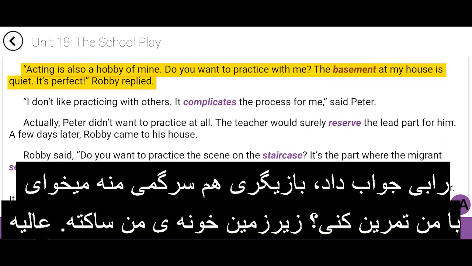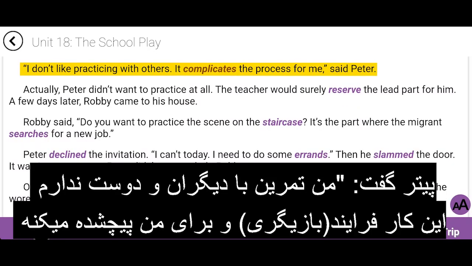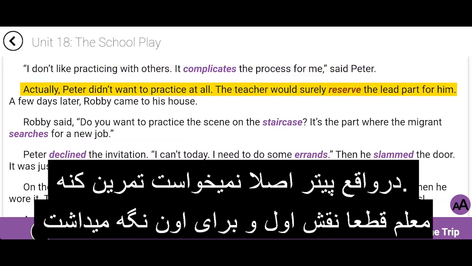"Acting is also a hobby of mine. Do you want to practice with me? The basement at my house is quiet. It's perfect," Robbie replied. "I don't like practicing with others. It complicates the process for me," said Peter. Actually, Peter didn't want to practice at all. The teacher would surely reserve the lead part for him.